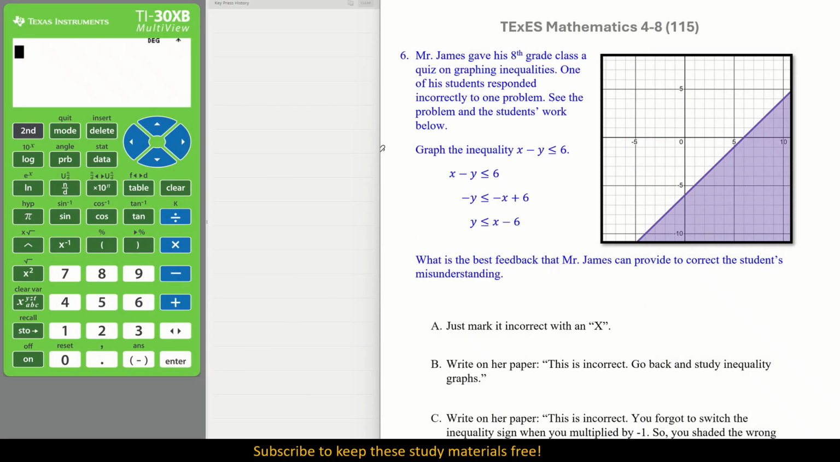Number 6, Mr. James gave his 8th grade class a quiz on graphing inequalities. One of his students responded incorrectly to one problem. See the problem and the student's work below. Okay, and there's the image of what the student turned in. Okay, graph the inequality. So they're supposed to graph it. That's why we have the image. Okay, so first they wrote the problem down. X minus y is less than or equal to 6.